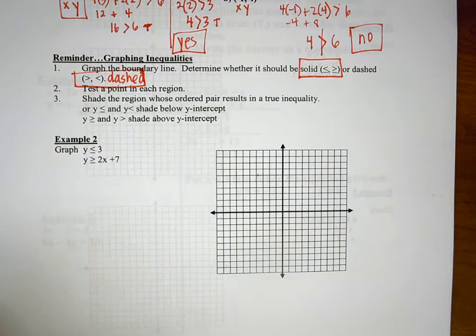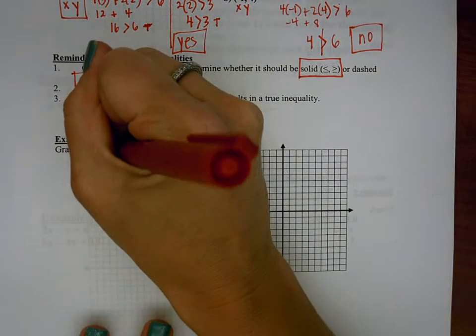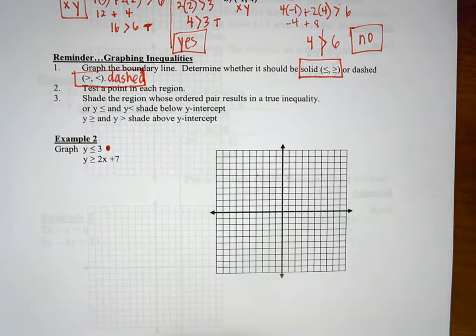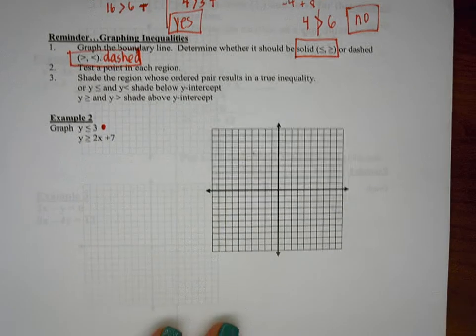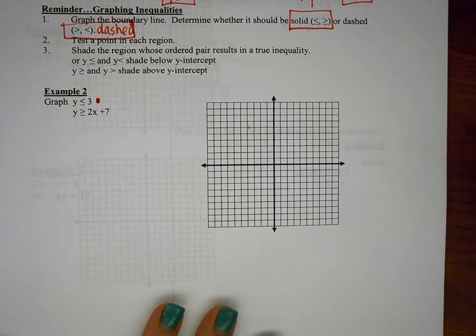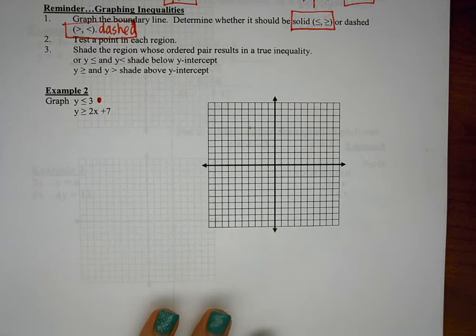Okay, so let's go down here. So I'm just going to make a little point here. I'm doing this line in red. So y is less than or equal to 3. Where will I go to graph this line?